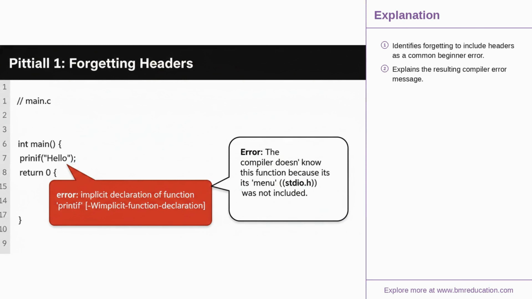As you use these powerful tools, it's vital to be aware of common pitfalls. The most frequent beginner mistake is simply forgetting to #include the necessary header file. If you use a function like sqrt without including math.h, the compiler won't know what sqrt is and will give you an error. Always double-check your includes.